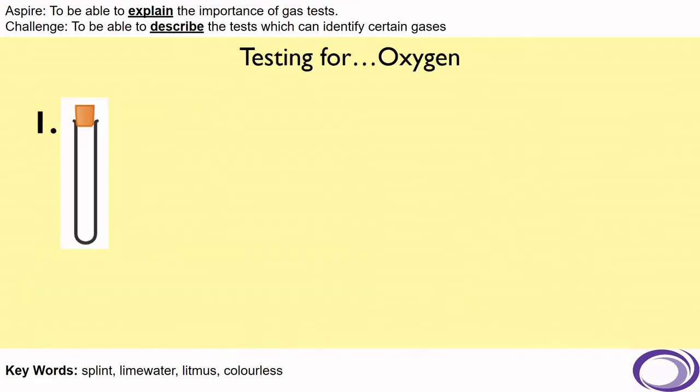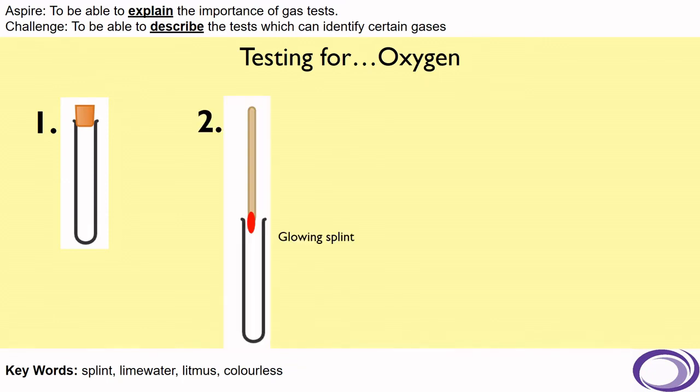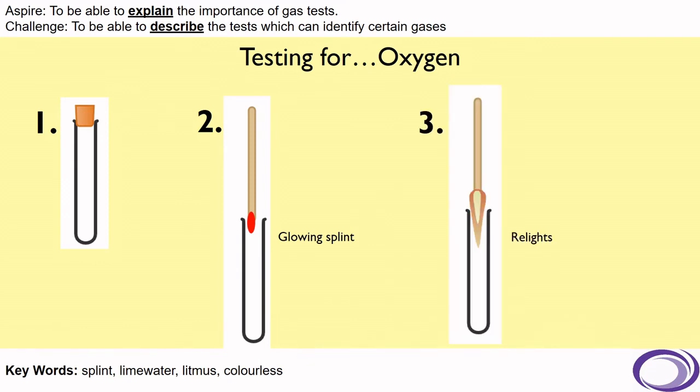So again, we'll collect our sample. But this time we will place a glowing splint into the sample, not a lit splint. It's like when you just blow out a candle and you see that little glow on the end of the wick, that's what you want to place into the gas. What actually happens is that splint then relights, and it looks fabulous when you look at it. So I'll just show you the video on the next.